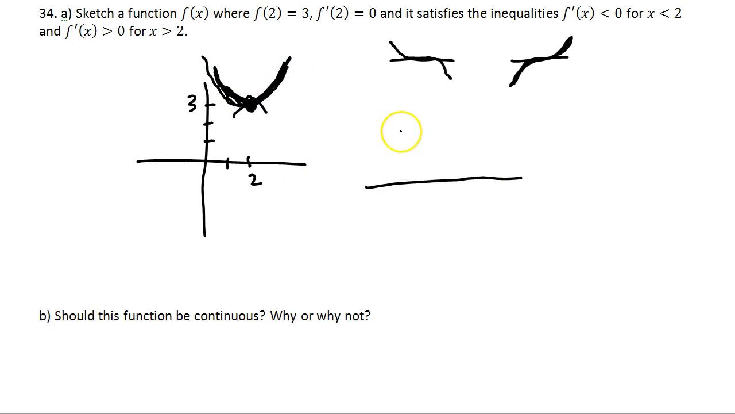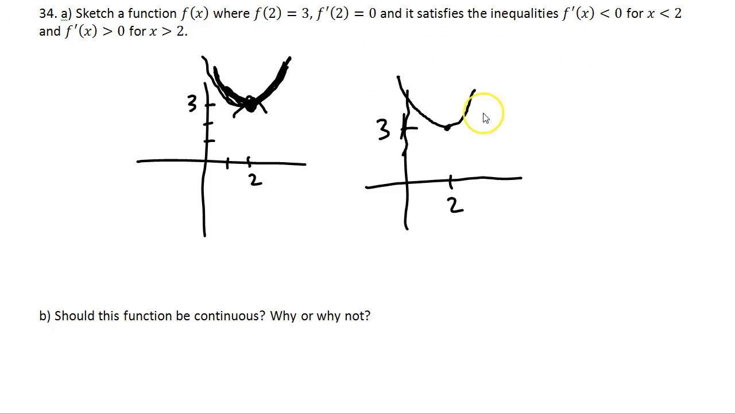So we know that before and after 2 the graph should be this way. Okay, since that's messy, let me draw this again. The graph should be like 2 and 3 here. Here's the point, and it should be like that. Let me erase this. That should be an example of a graph. Now we don't know if it's going really steeply up, or maybe it's like that. There's not enough information to determine which one is which, but we generally know that it should be of this shape. Now the second question is, should this function be continuous? Why or why not? The answer is yes.